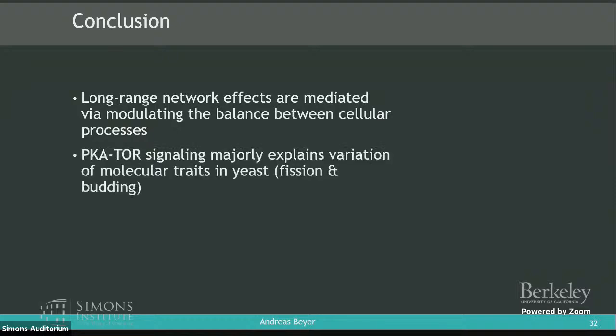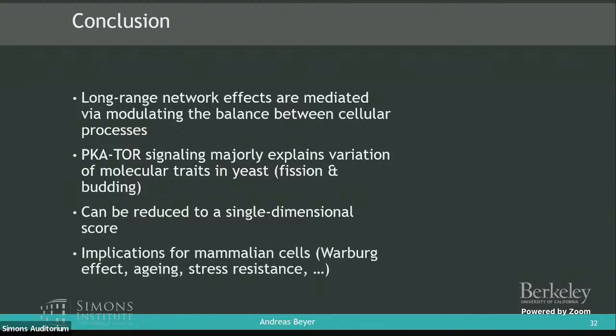The PKA-TOR signaling majorly explains variation of molecular traits, at least in this cross, but we also have data, which again I couldn't show because of time, in fish and yeast that confirms this. I was showing one slide, but we have a lot more data. And this was amazing, that this signaling, this network state, can be reduced to a single score, to just a scalar. And I think this has very strong implications for animals.